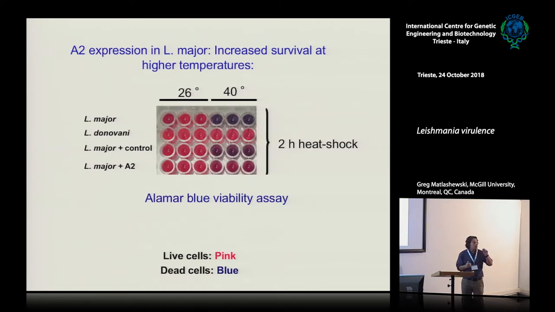So this is one real major difference between donovani and major, is temperature. Donovani can survive at a higher temperature. L major dies at a higher temperature. You can see L major dies here. And when you put A2 into L major, you can see now you're getting more survival at a higher temperature. So A2 helps the parasite survive a higher temperature, which is consistent with visceral disease, because you have high fever.